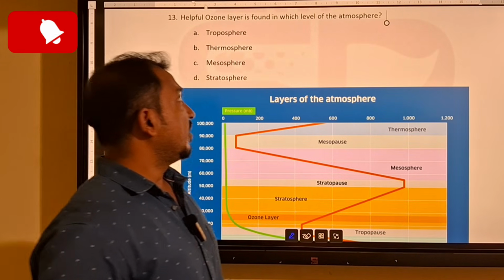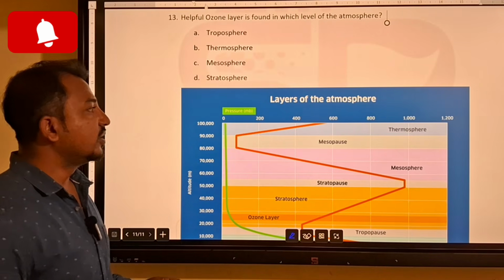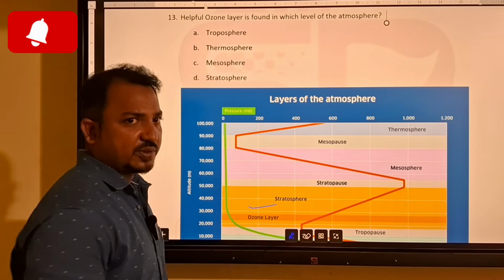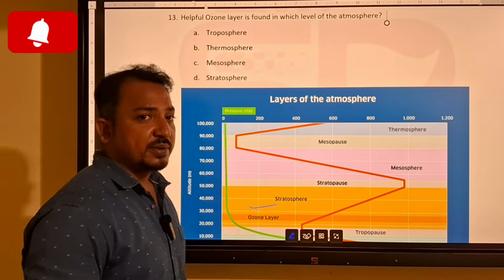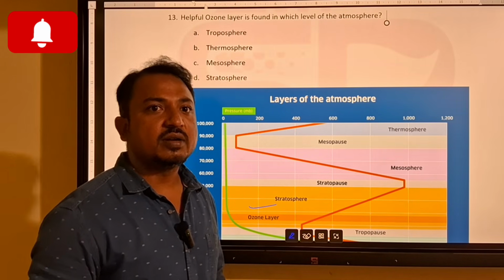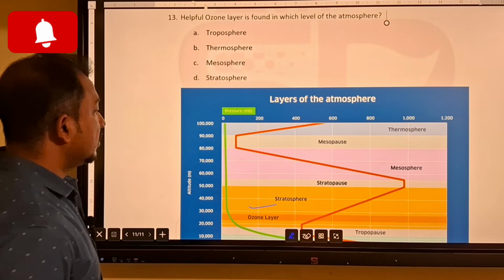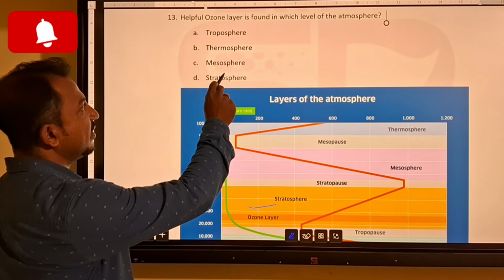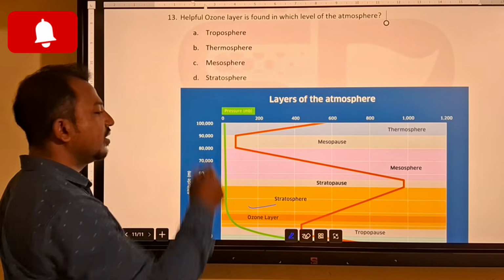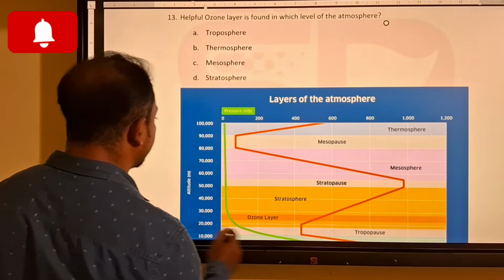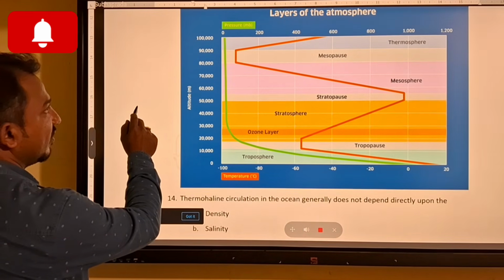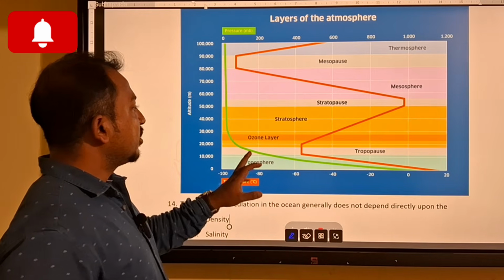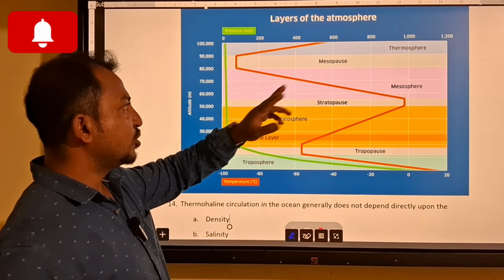Then, the ozone layer is found in which level of the atmosphere? The ozone layer is found in the stratosphere, which helps absorb the UV rays that come from the sun. So we have these four layers: troposphere, stratosphere, mesosphere, thermosphere. You can see here the layers of the atmosphere.